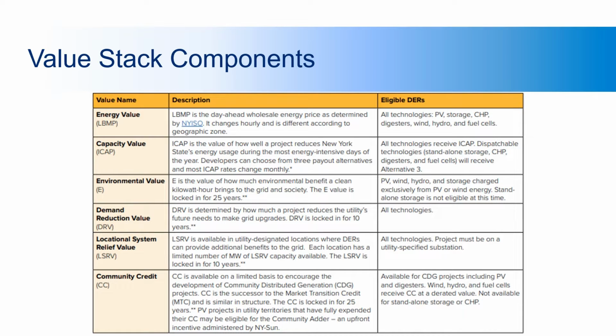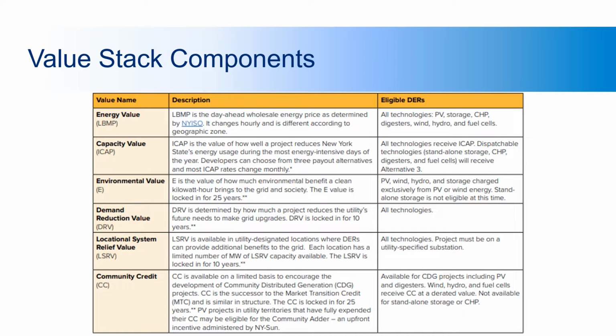Locational system relief value is a component only available to certain projects in key utility load pockets and is paid out based on the minimum hourly kilowatt value of energy that projects can inject into the grid during 10 or more call events during the year. To receive this value, projects must be available to provide energy during those call events.